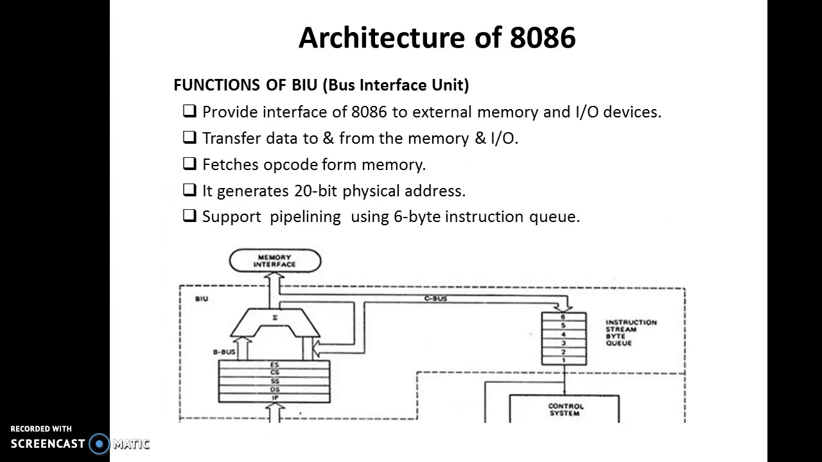Functions of bus interface unit are: provide interface of 8086 to external memory and I/O devices. Transfer data to and from the memory and I/O devices. Fetch opcode from memory. It generates 20-bit physical address using base registers and pointers. Support pipelining using instruction queue, which is of 6 bytes.